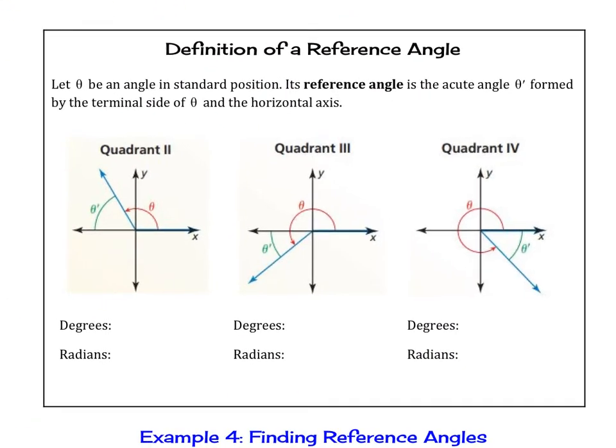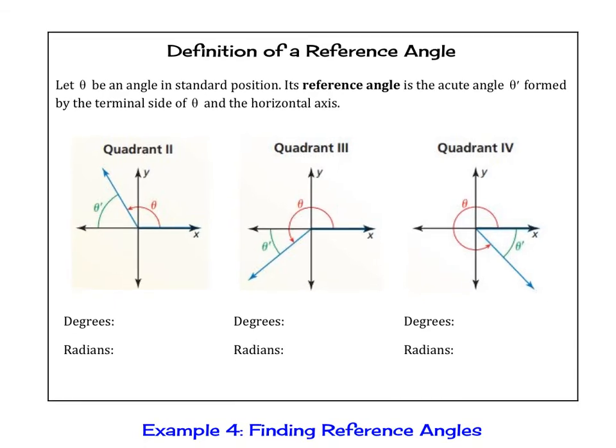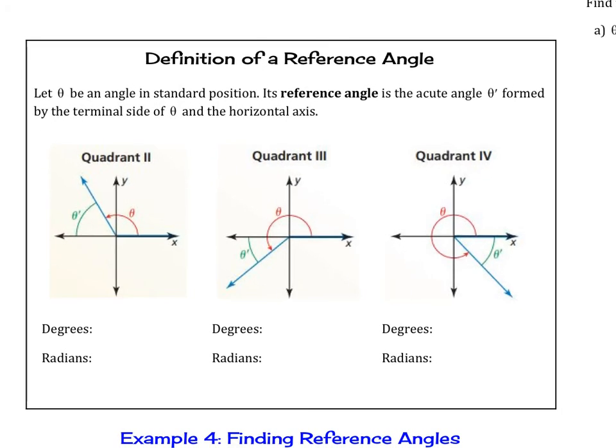So let's take a look at reference angle. So let theta be an angle in standard position. Its reference angle is the acute angle theta prime formed by the terminal side of theta and the horizontal axis. So really important that what we're looking for, the reference angle, is towards the x-axis. Okay, that's our reference angle. So notice here it goes down to the x-axis, this goes up to the x-axis, this goes up to the x-axis.